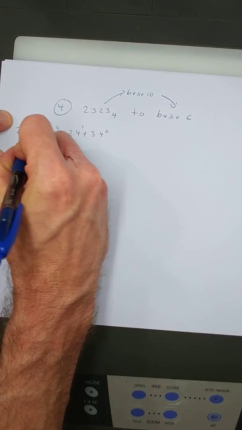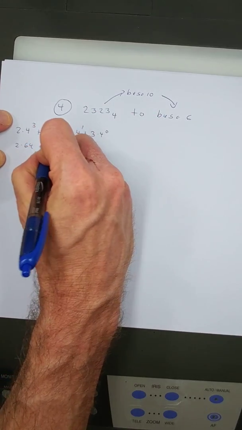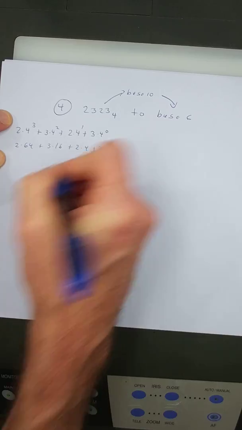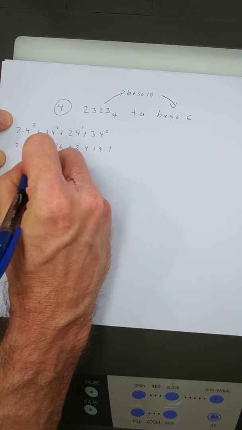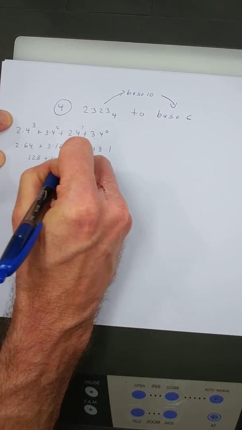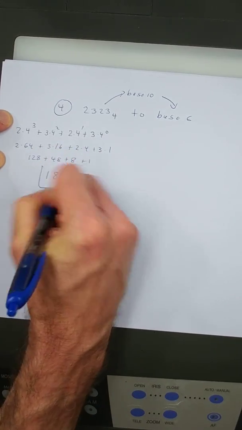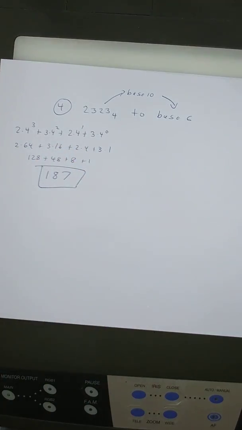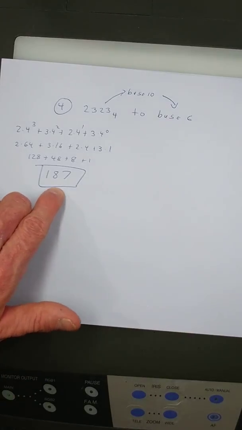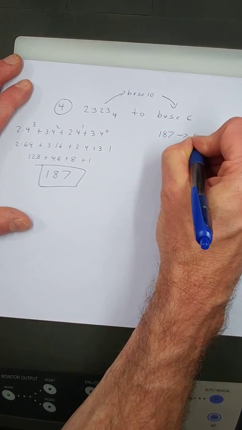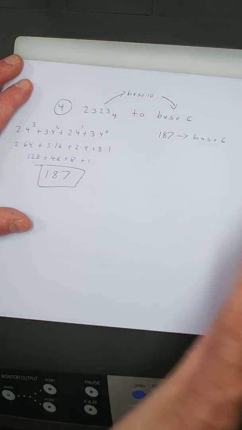This will be 2 times 64. I'm just going to do the expansion. 3 times 16, 2 times 4, 3 times 1. Comes out to 128 plus 48 plus 8 plus 1. The total on that's 187. So that is your base 10 number. So we will take 187 to base 6.